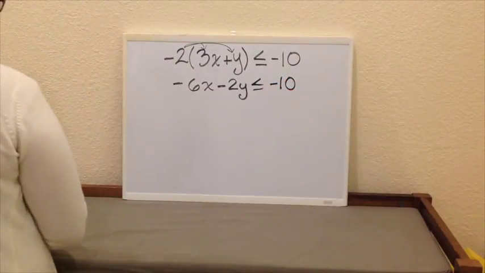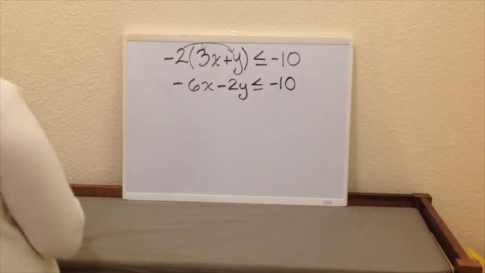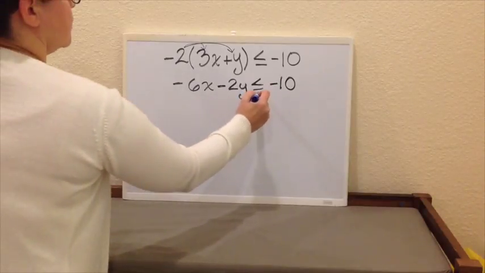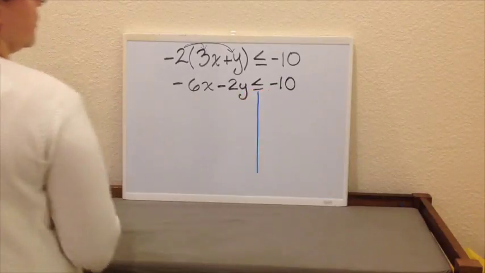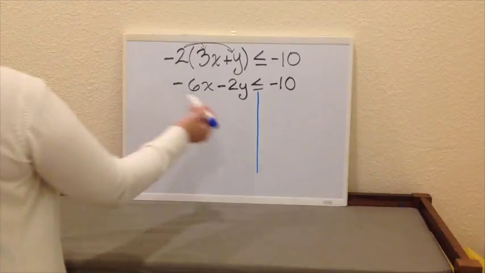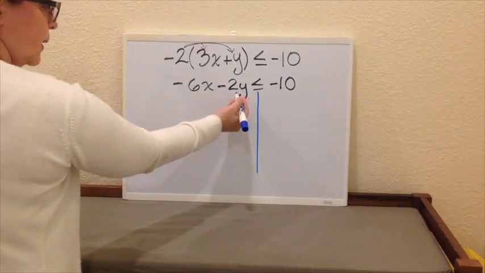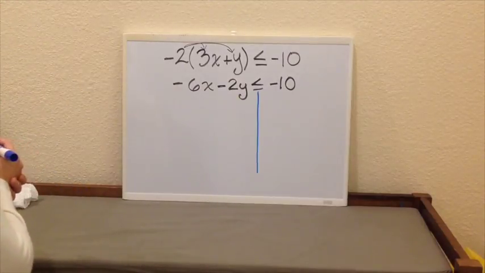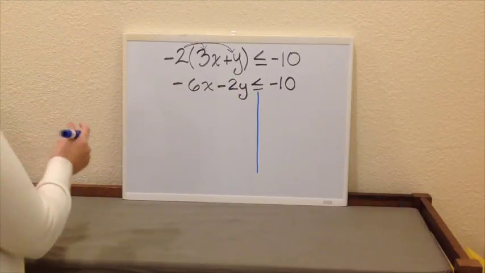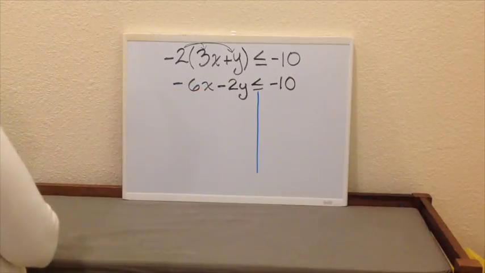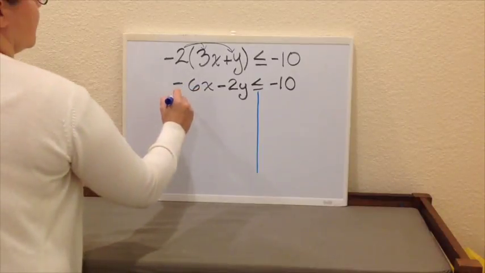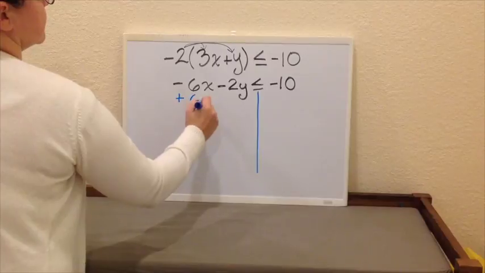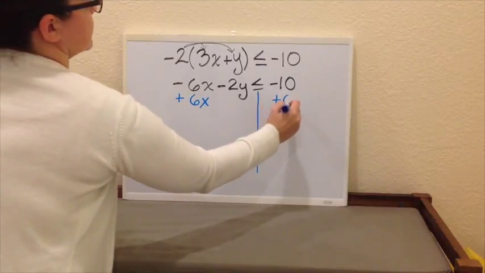After I do that, I'm ready to start solving and isolating y. So I'll start by drawing my line under the inequality symbol. The number that is with the letter that we want to isolate, in this case y, the negative 2, will be the last one that we need to cancel. So we have to start by canceling the negative 6x. How? With a positive 6x.